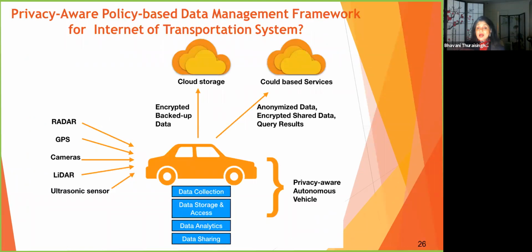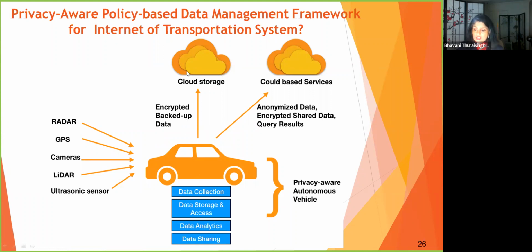Now comes the privacy part, right? Remember I showed you our smartphone, where we have data collection of health data, social media data, various Fitbit data and so on. The smartphone is getting all the data, and we looked at policy-aware data collection, storage, access, and analytics. Can we do something similar for the Internet of Transportation? Instead of healthcare data, we are getting radar data, GPS data, cameras, LIDARs, and ultrasonic sensor data. All of that is in some small gadget, because you can't put a big computer in there. So: data collection, data storage, analytics, and so on.